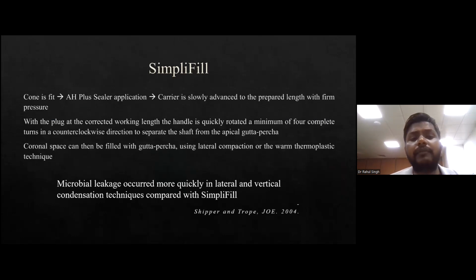And with the plug at the corrected working length, the handle is quickly rotated a minimum of 4 complete turns in a counterclockwise direction to separate the shaft from the apical gutta percha. So what we do is, with the pressure, we condense the GP into the apical area of the canal. Now here the carrier is removed. So how do we remove it? By rotating a minimum of 4 turns counterclockwise, and the carrier is removed, and we already get a 4 mm down pack of the gutta percha. And then the coronal space that is left can be filled with either lateral compaction or a thermoplastic technique.